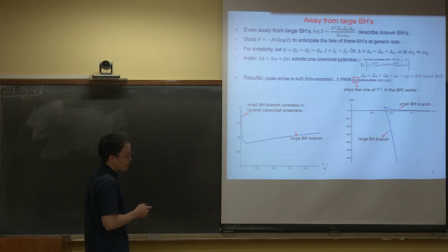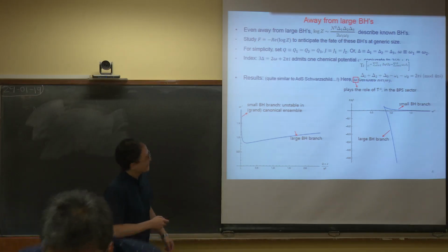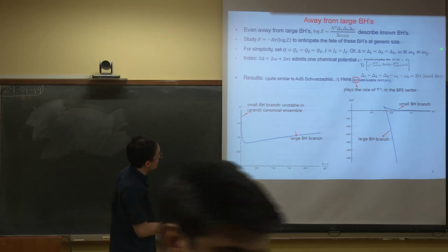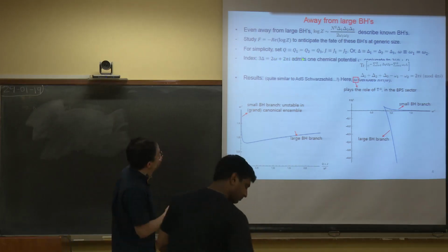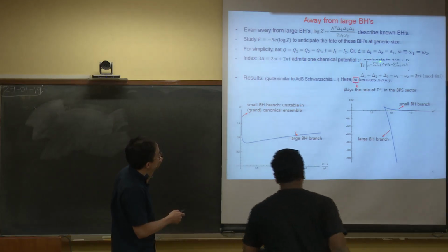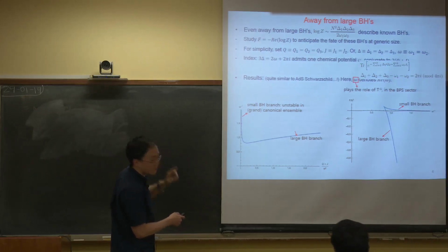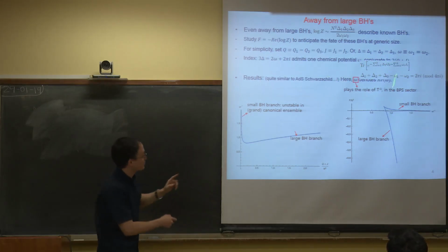This has actually first been shown by Zaffaroni and company. So before examining anything new, let us just study the properties of known black holes, sticking to this expression at not so large charges. For simplicity, let us consider a sector in which all 3 electric charges are equal and both angular momenta are equal. Imposing these relations on the chemical potentials, for the index one is only admitted to have 1 chemical potential omega.